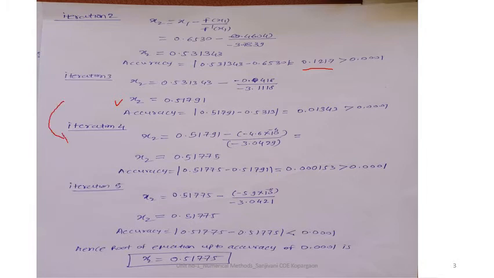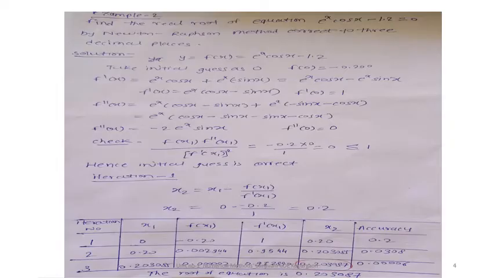Likewise iteration number 4, likewise iteration number 5. Okay, after the fifth iteration, you find that the accuracy value falls below the required value. Then in that case you can say that the current approximation is nothing but the root of the equation, that is, the root of the equation comes to 0.51775. Okay, so this is a simple operation which you can tabulate later. Okay, but let us see another example.